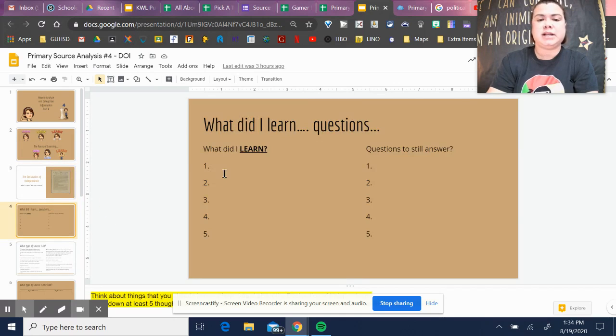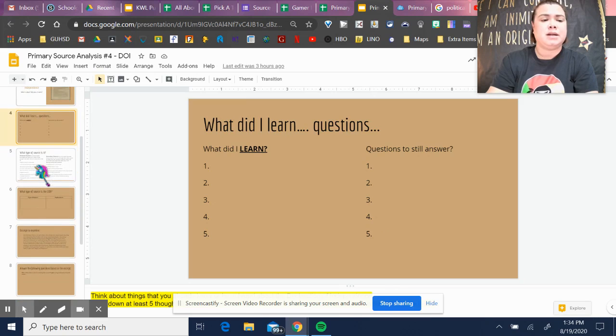Now, in this category section on slide 4, you have been putting in what you know and the questions that you want to ask. Well, in this portion of this slide, you are going to ask yourself, what did I learn? And are there any questions that are still not answered? So in this column here, you're going to write down 5 things that you learned about the Declaration of Independence based on parts 1 through 3. And then you're going to go ahead and list any questions that really weren't answered for you, okay?